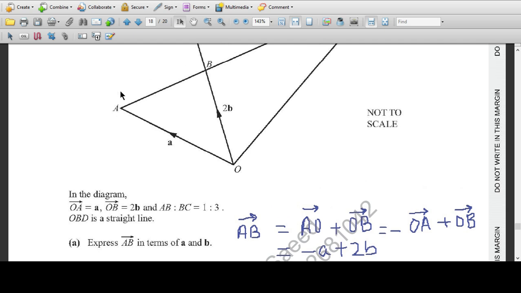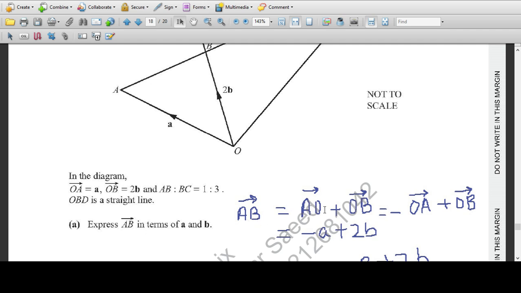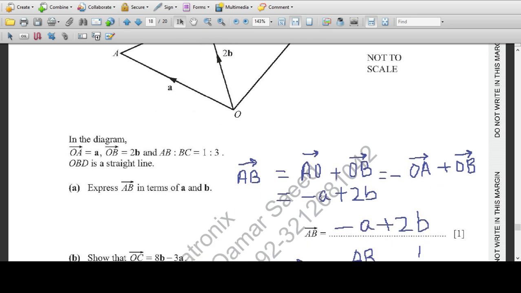So AB from A to B is obtained as AO and OB. This AB vector is basically AO and OB. So AB vector is equal to AO plus OB. So this AO may be written as minus OA plus OB. OA is given as a, so we write a, and OB is 2b, so we write 2b. So minus a plus 2b is this AB vector.